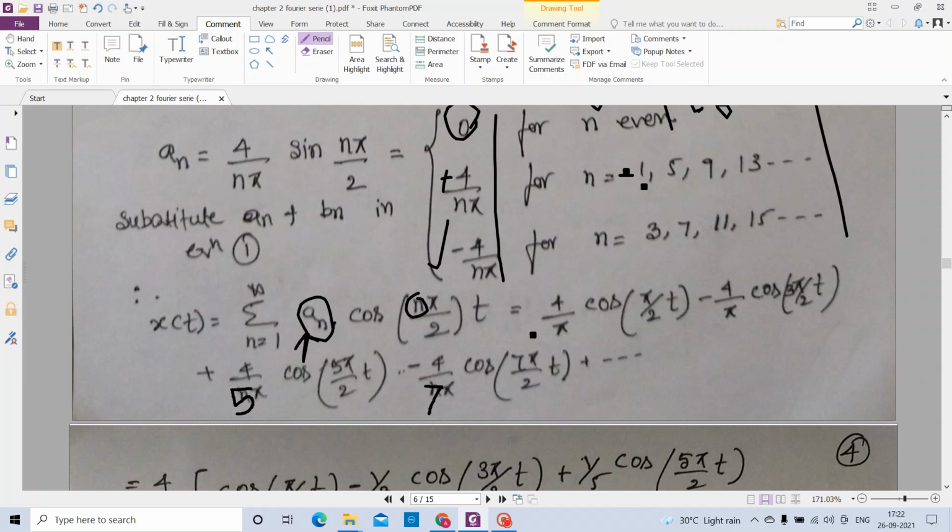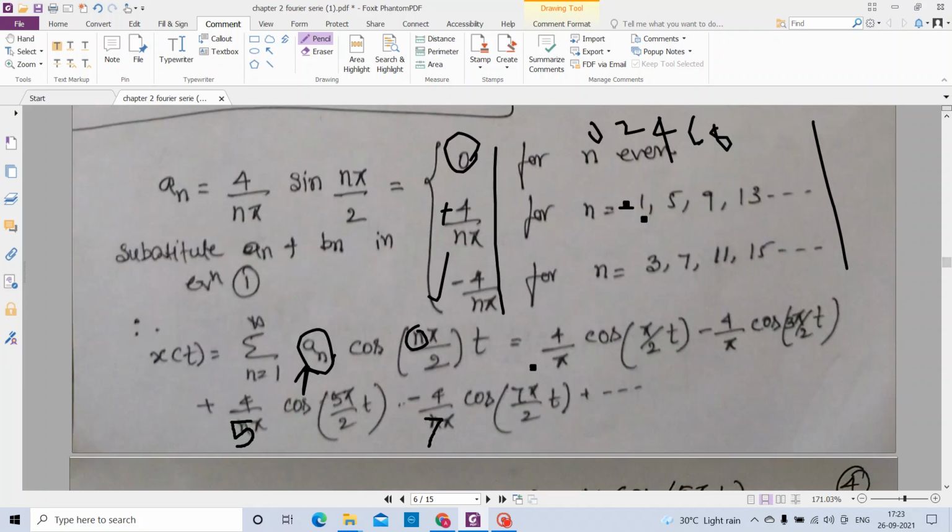The next value is 3. But why have I not taken 2? The value 2 is even, so it becomes 0. That's why I took 3, right? Instead of n you have to use 3. For 3 it becomes minus 4 divided by 3 pi. I forgot to write the 3 earlier. So this one is minus 4 divided by 3 pi cos of 3 pi by 2 into t.